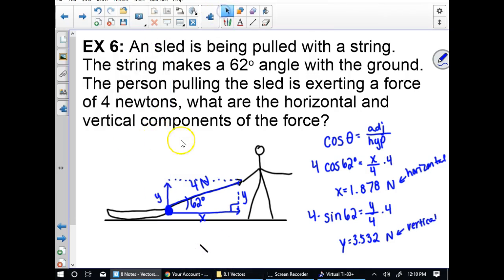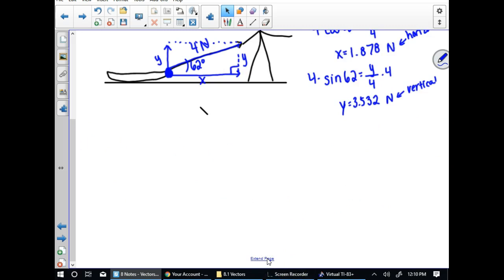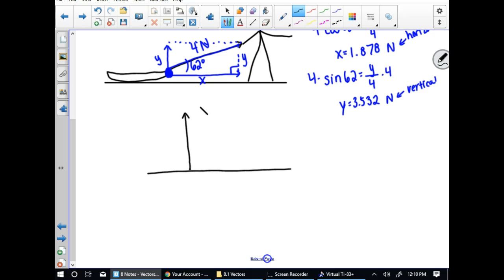I really should have drawn that better to scale because it doesn't look correct. A 62-degree angle, here's our ground, would be more like this. So you'd have the vertical portion here and the horizontal portion, like that. Alright, so that would be more drawn to scale.